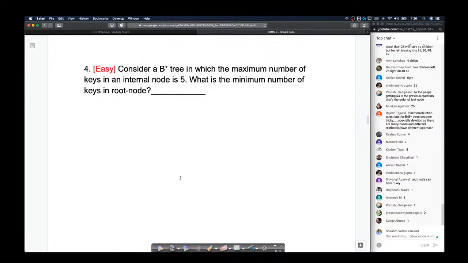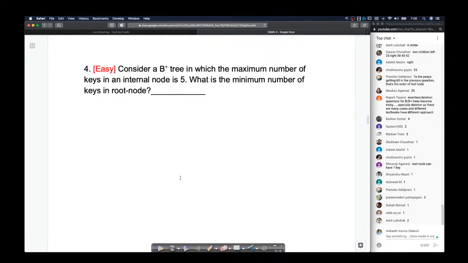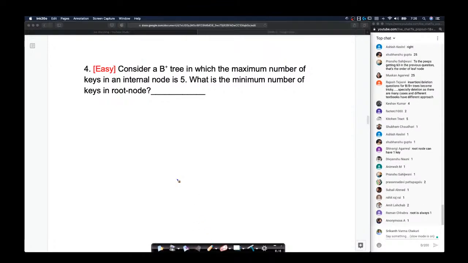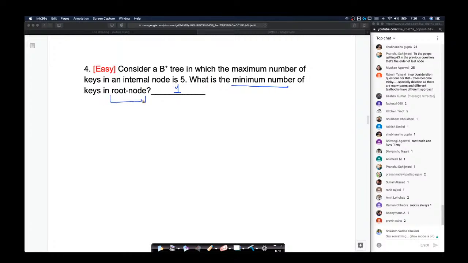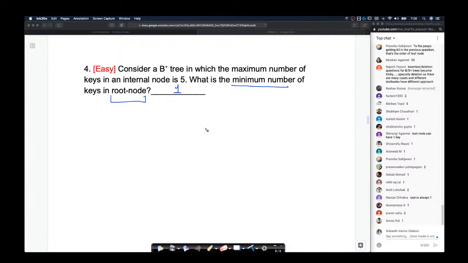Yeah, some of you are saying 4, 2, 5. The answer is 1, guys. This is like common sense, right? We are talking about what is the minimum number of keys in the root node. Imagine there is only one element in your whole B plus tree. Where will it be stored? It will be just stored in the root.